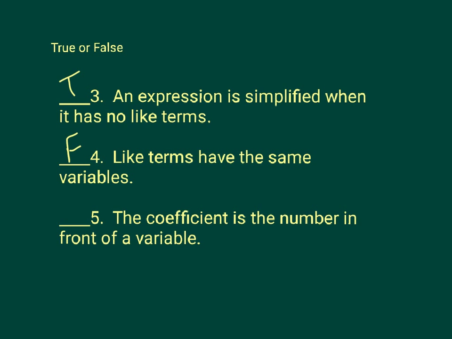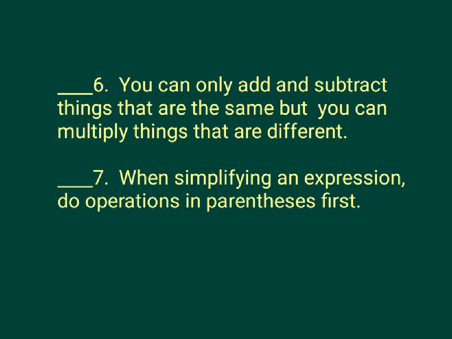Number 5, the coefficient is the number in front of a variable, such as 8n to the second. And indeed, the number in front of the variable is the coefficient. That's true. Number 6, you can only add and subtract things that are the same. That part's true. But you can multiply things that are different. That part's true also, so the whole statement's true.